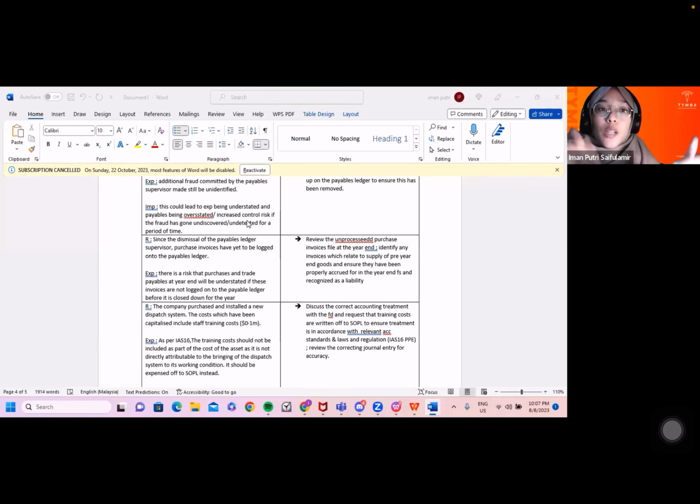Okay, and that is where you will lose marks because you are not applying to the scenario and you're not answering the question. That is how you will fail your audit. So I would say that exam technique is so important in audit. It's not even about the knowledge so much.